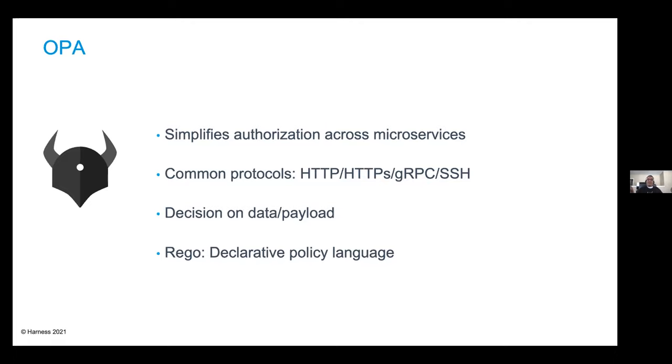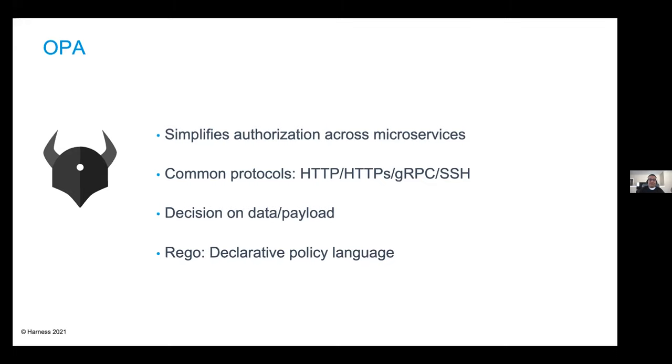And clearly between all of the services, there's some sort of payload, right? It's not a mystery binary getting shared across, or CORBA, actually that got removed from the Java spec recently, but it's not a mystery, right? It's a payload you can make a decision on. And OPA has this particular language called Rego. It's a declarative policy language. So you can say, hey, based on these conditions on this payload, what is the action you want to do?